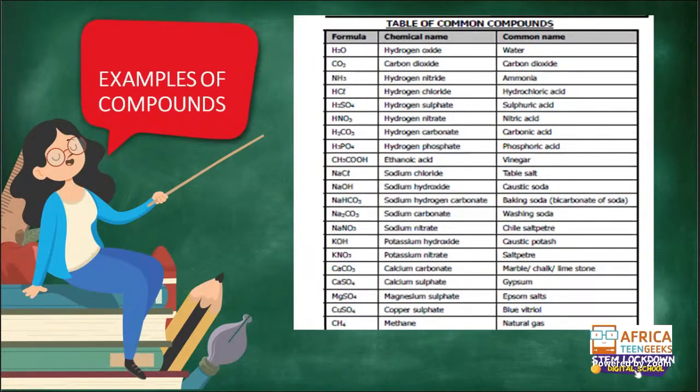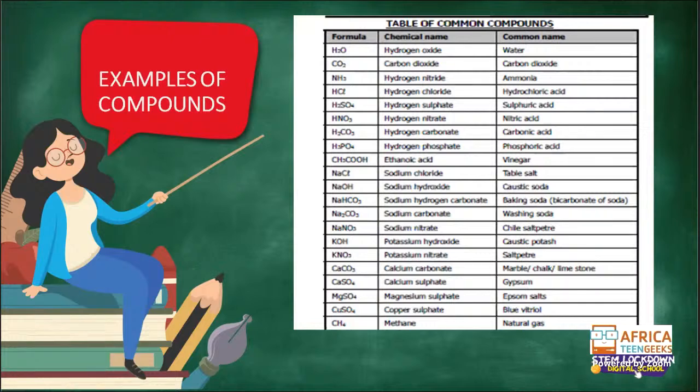Let's look at hydrogen chloride, HCl. Remember, it is the swimming pool acid. We came across it when we were looking at substances. So the chemical name is what? Hydrogen chloride, and the common name is hydrochloric acid. Let's look at H2SO4. The chemical name is hydrogen sulfate, and the common name is sulfuric acid. This one is found in car batteries. So take note.